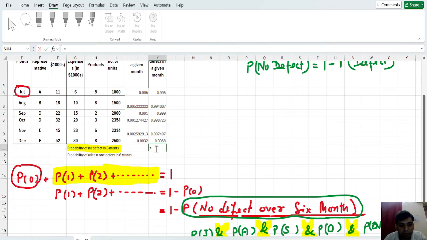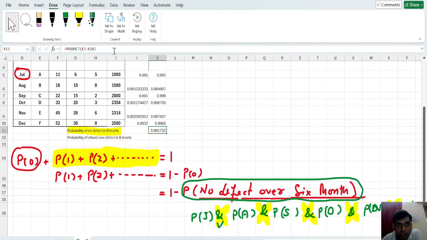So to multiply, we will type product. So this is the product function, and for this we will select probability from this to December, bracket close, and then enter. So now all these probabilities are multiplied, and this is 0.981732. So we have this probability as the probability of no defect over 6 months.